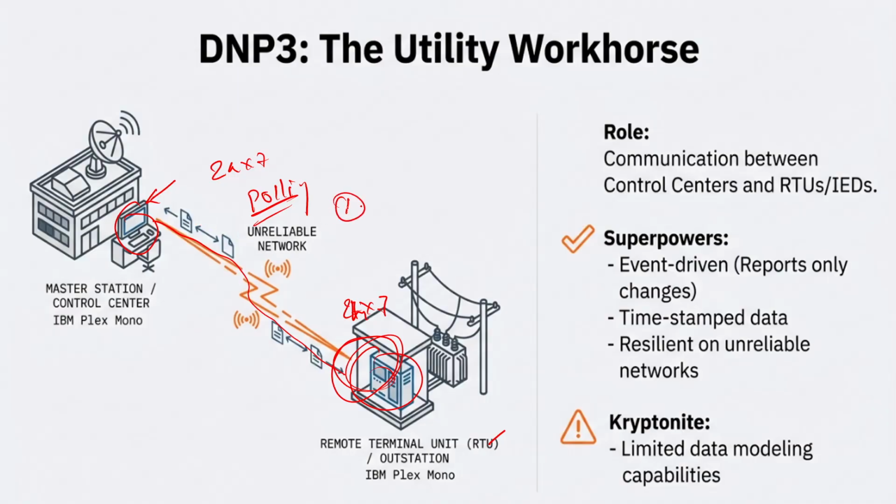So what will happen if we continuously poll the data? One is the bandwidth, correct? Bandwidth will choke. So for that, what they have done is report only changes. Let's say if some changes happen in the RTU or any of the field devices, only those changes will be pushed to the master station, right?